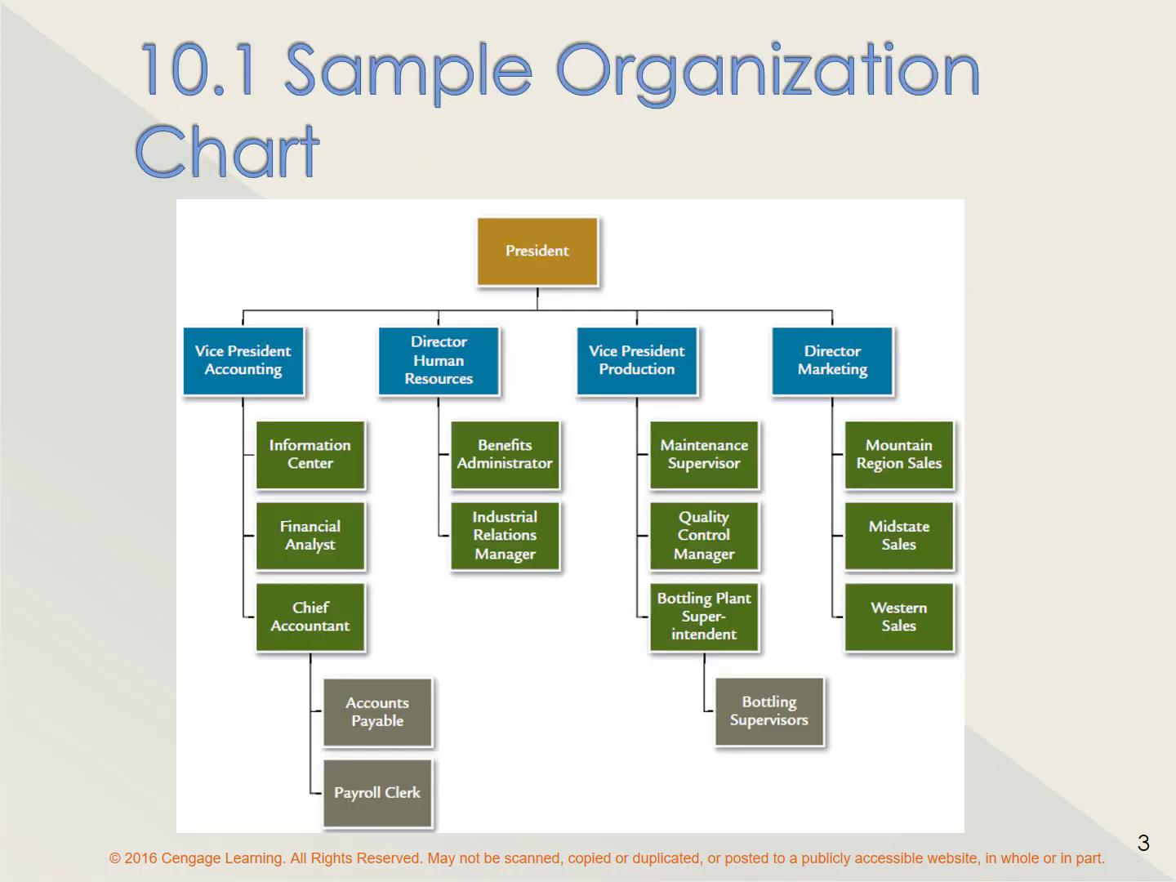So here's a sample organizational chart. You have the president at the top, then you have the vice president, director of human resources, various vice presidents, and the director of marketing, all reporting directly to the president. And then you have the people reporting. So let's go to the vice president of accounting. You have 3 people reporting to him. Then you go down to the chief accountant, and you have 2 people reporting to him. And then this would just trickle down.